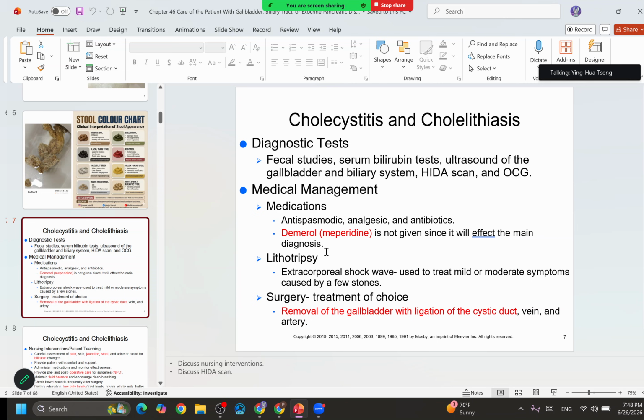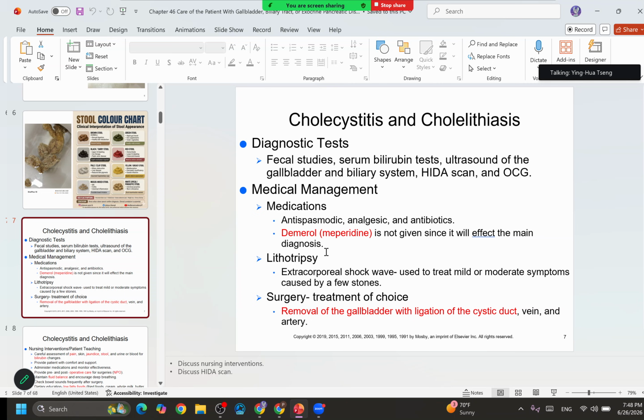Okay, be careful. This NCLEX question, they still ask sometimes. We don't give Demerol. So sometimes if a patient has lots of pain, we can give some morphine or Dilaudid, at a controlled dosage, not a high dosage, because we don't want to miss the diagnosis.